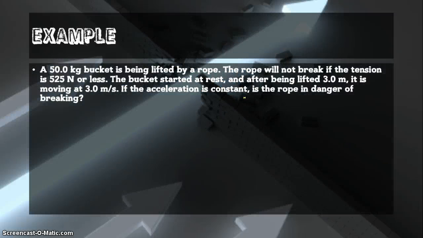So let's look at this example. We have a 50-kilogram bucket being lifted by a rope. The rope will not break if the tension is 525 newtons or less. The bucket started at rest, and after being lifted 3 meters, it is moving at 3 meters per second. If the acceleration is constant, is the rope in danger of breaking?